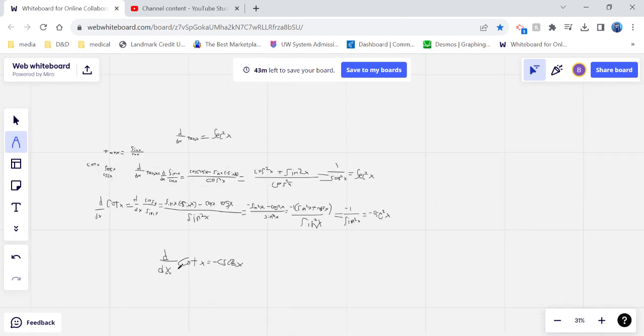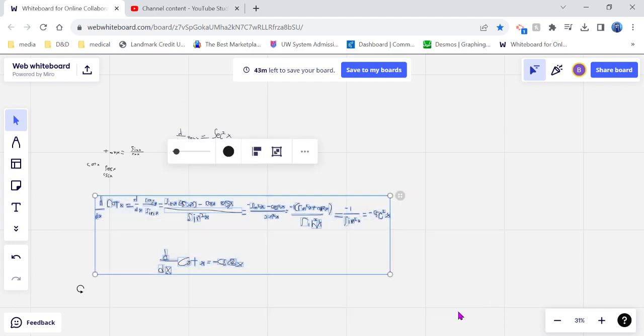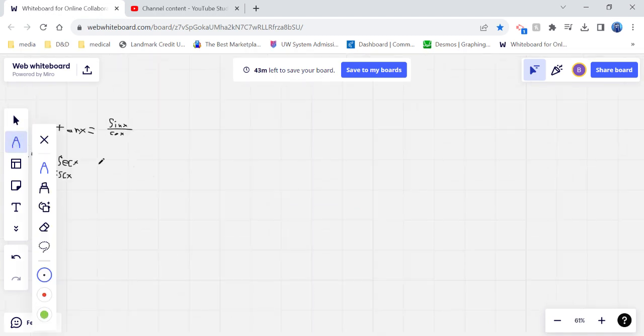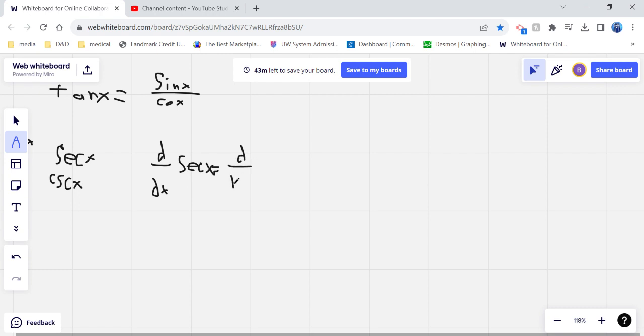So those were the tangent related functions, right? But now let's move on to the secant and cosecant functions. So we will start with secant. Secant, as we know, is the inverse of cosine, right? So if we're taking the derivative of secant of x, that's equal to the derivative of 1 over cosine x.